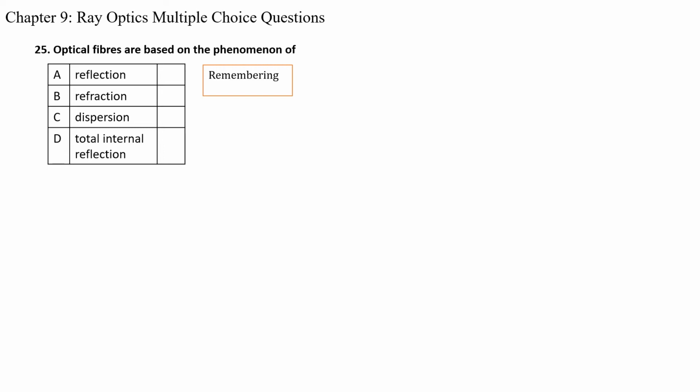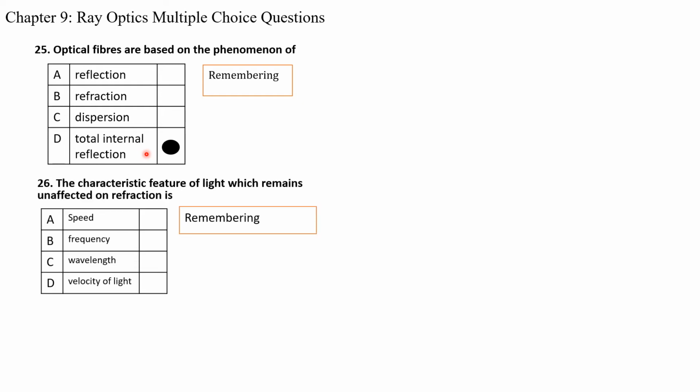Optical fibers are based on the phenomenon of: option A reflection, option B refraction, option C dispersion, and option D total internal reflection. You have to remember. Please spend a minute and recall how optical fibers work. So our correct answer is: optical fibers are based on the phenomenon of total internal reflection. Let us lock option D.